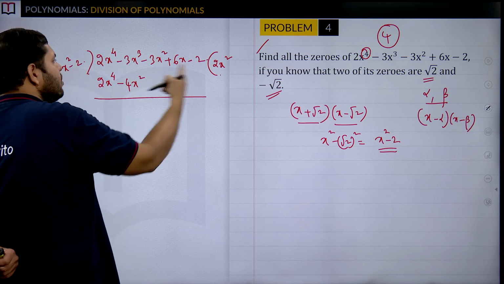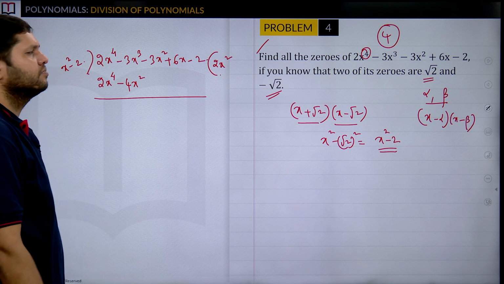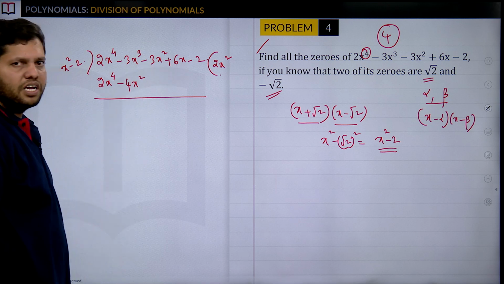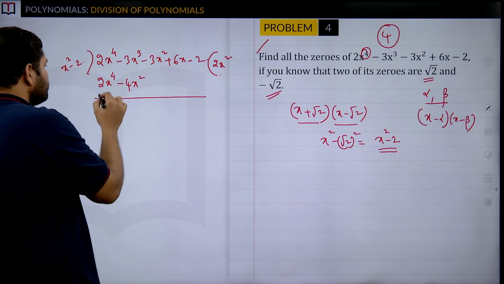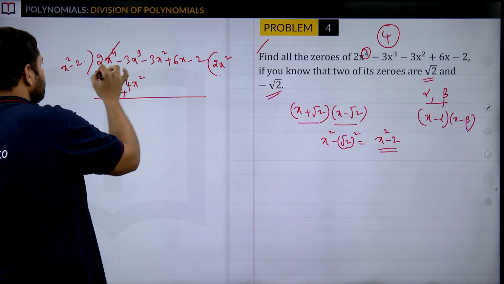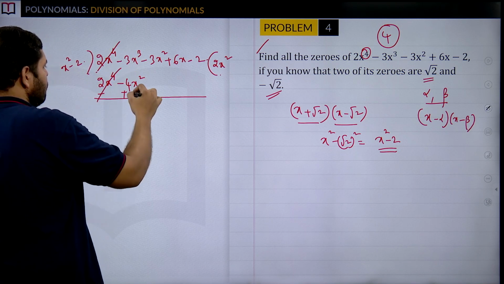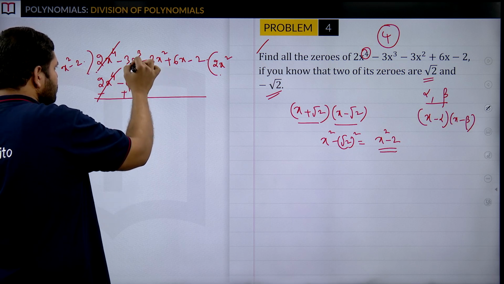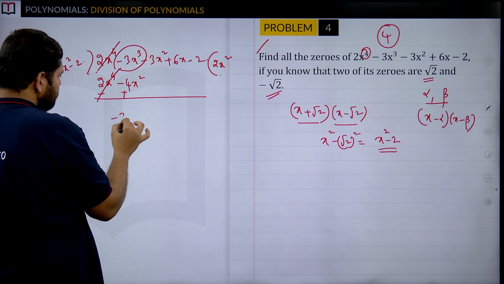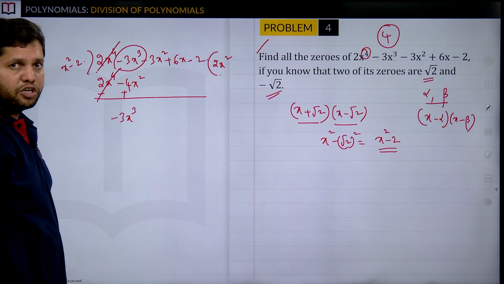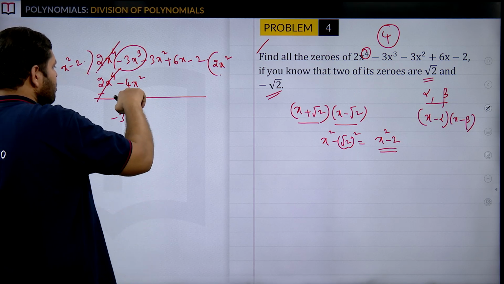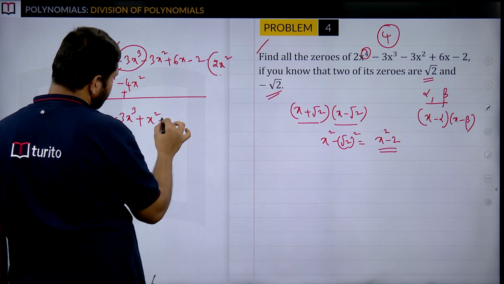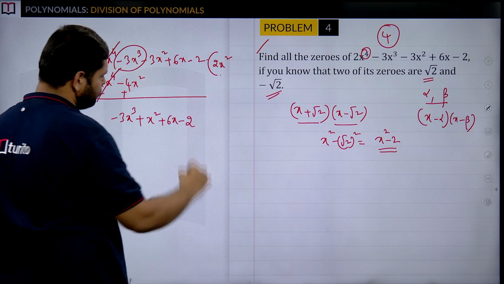This is x square minus 2, and I am multiplying it with a 2x square term. 2x square into x square is 2x power 4. Minus 2 into 2x square is minus 4x to the power of 2. Then children, do subtraction. Minus becomes plus, so 2x power 4 and 2x power 4 cancel. 4x square minus 3x square, we can say only x square. These two are unlike terms, so we drop this term because I don't have any x cube term. Now it is x square, plus 6x, and minus 2.